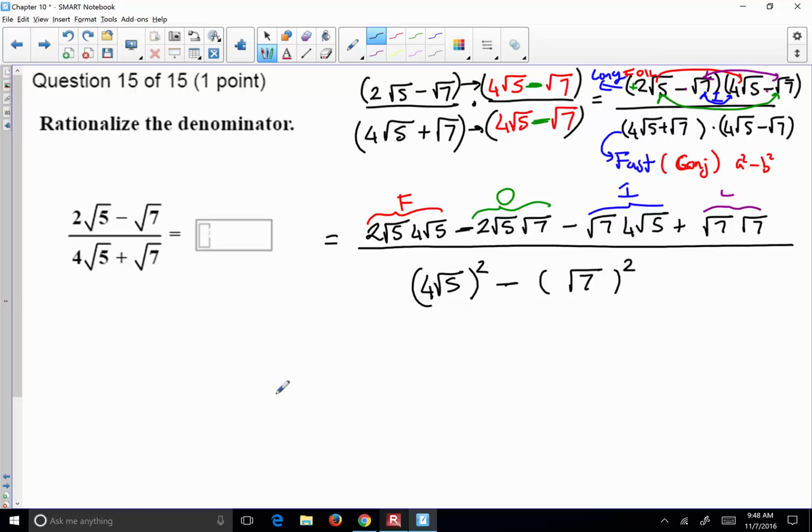Multiply things on the top. I have whole parts. Look, these whole numbers multiply each other first. 2 times 4 is 8.